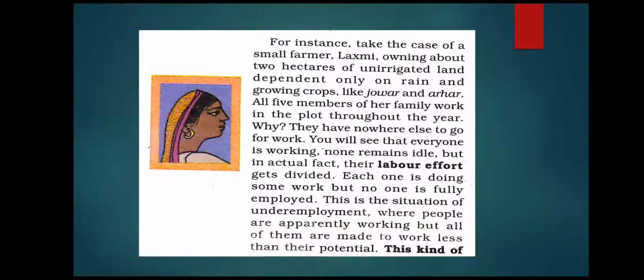Now, this example says that there are 5 members in Lakshmi's house, and Lakshmi is dependent on rain to irrigate her land, and she grows crops like jawar and arhar, those crops which do not require much water. So all these 5 people are working over here in this same land. Everyone is doing something or the other, but no one is fully employed. They are not working according to their full potential. They are doing only a limited amount of work.